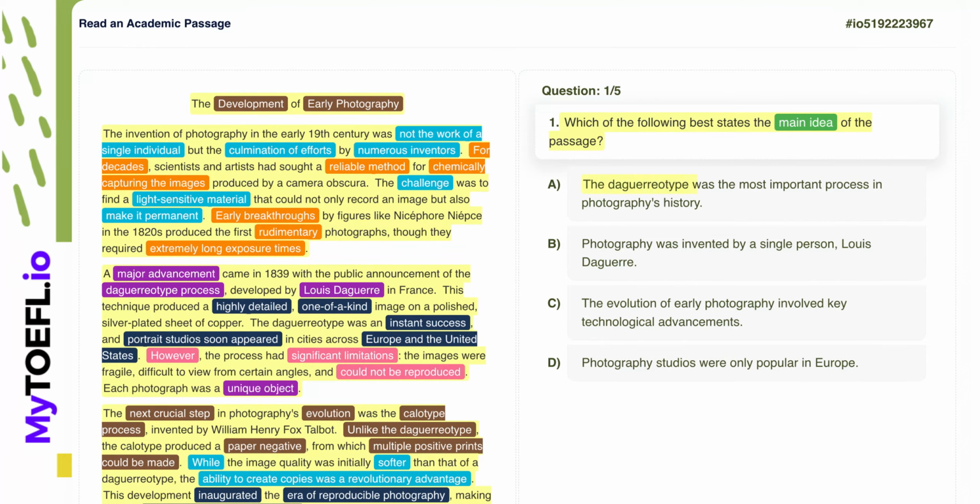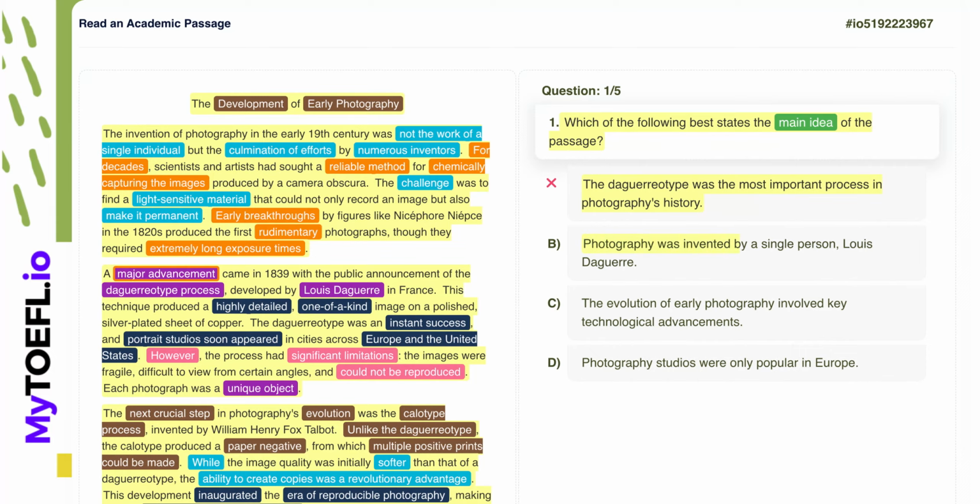The daguerreotype was the most important process in photography's history. This option focuses only on the daguerreotype. While the passage calls it a major advancement, it also calls the calotype's advantage revolutionary. The passage presents a sequence of developments, not a judgment on which one was most important. This option is too narrow because it ignores the contributions of Niepce and, more significantly, the calotype, which solved a major problem. Incorrect. Now that we've reviewed the example, let's check option B and see if it matches.